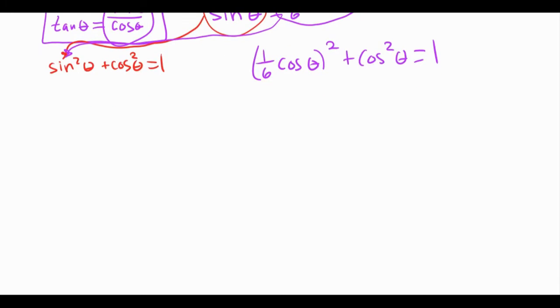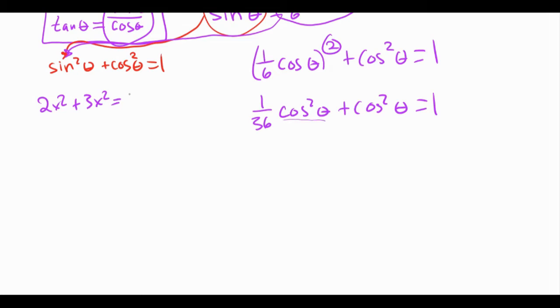Let me scroll down here, and now let's do a little bit of math where I square this. 1/6 squared is just 1/36. And then cosine squared, we just write as cosine squared of theta, plus cosine squared of theta equals 1. Now, here's where it gets a little bit tricky, because don't forget cosine squared of theta. Just like if we have like 2x squared plus 3x squared, I can add the coefficients to get 5x squared. I'm going to do the same thing here with the cosine squared theta. So I'm going to take 1/36 cosine squared theta plus 1.